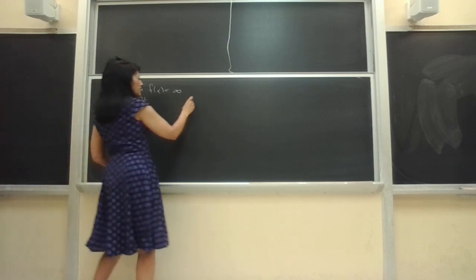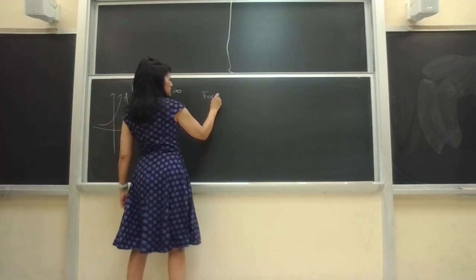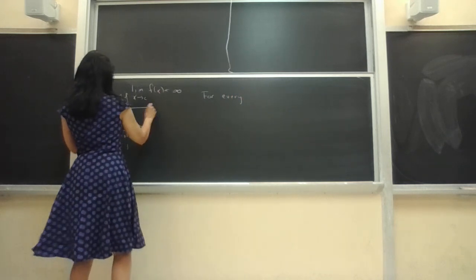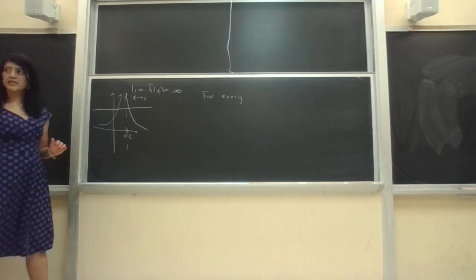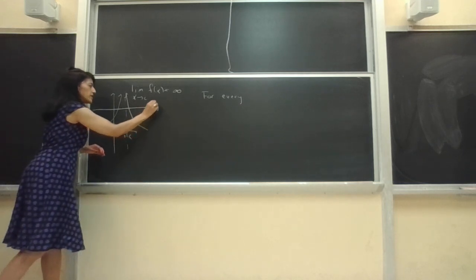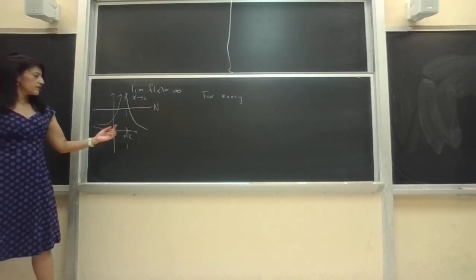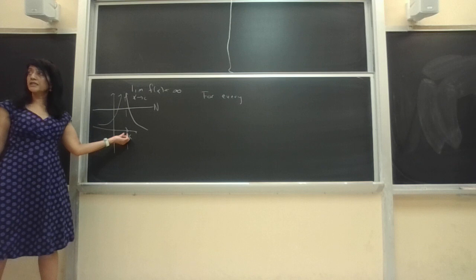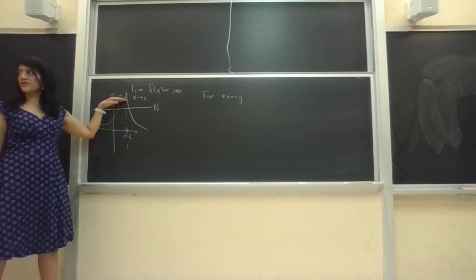So what I would think would work is something like this: for every bar that I make, like this, capital N, a natural number, there's got to be a little neighborhood around c where the function itself is over that bar.